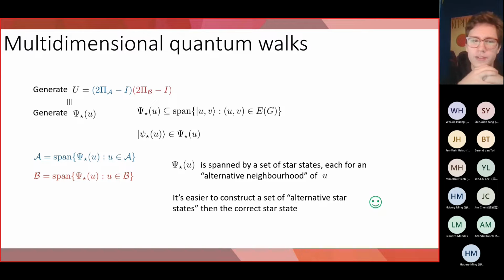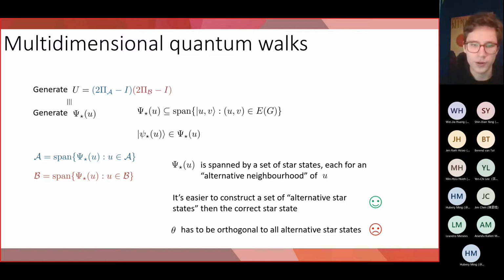There's one problem, however, because remember that we needed our flow to be orthogonal to all star states. Well, now it will have to be orthogonal to a star space, which is way bigger. So it not only has to be orthogonal to a star state, but it also has to be orthogonal to all these alternative star states that we create that span this space. So on the one hand, we make it a little bit easier, but we also add difficulty. If we could only make it easier, that would be the dream, but sadly, it doesn't work like that.